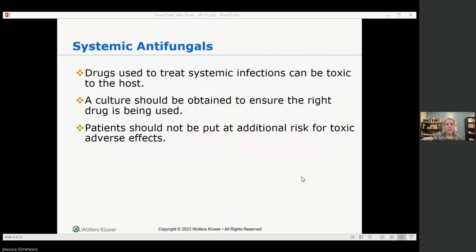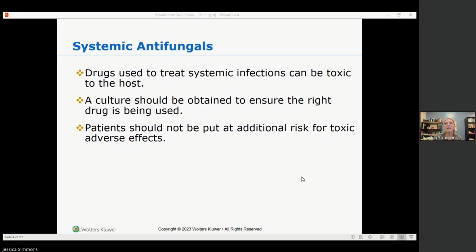So systemic antifungals are drugs that are used to treat systemic infections. Remember, systemic is all throughout the body. Local is in one singular place, okay? So having a fungal infection in your lungs, per se, would be systemic. And then a local fungal infection would be like athlete's foot, where you would use a topical antifungal. So you always want a culture to be obtained to ensure that the right drug is being used. Patients should not be put at additional risk for toxic adverse effects.